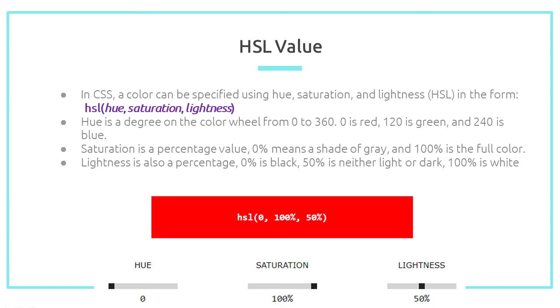HSL value. In CSS, a color can be specified using hue, saturation, and lightness, HSL, in the form HSL(hue, saturation, lightness). Hue is a degree on the color wheel from 0 to 360. 0 is red, 120 is green, and 240 is blue. Saturation is a percentage value, 0% means a shade of gray, and 100% is the full color. Lightness is also a percentage, 0% is black, 50% is neither light nor dark, 100% is white.